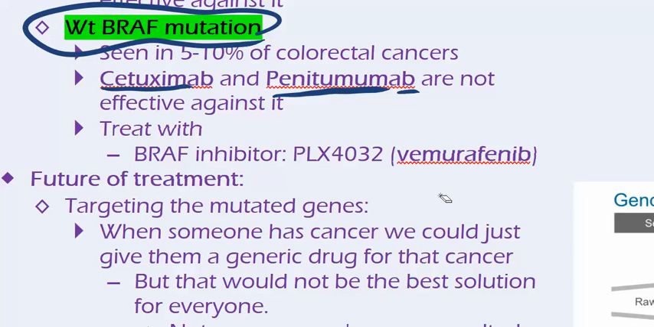Oh, so the BRAF inhibitor only works when BRAF itself is mutated. These are just possibilities of mutations that can lead to colorectal cancer, and depending on where the mutation is, you treat it at that level of mutation.